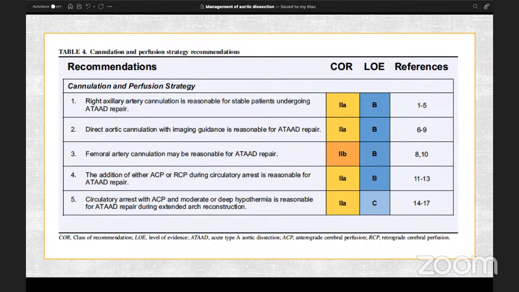Okay. So this is the recommendation from the consensus. The right axillary cannulation and the direct aortic cannulation are both class 2A, while femoral artery cannulation is 2B, as per their recommendation. The addition of cerebral perfusion during the circulatory arrest is a reasonable option, and moderate hypothermia is reasonable if you are utilizing this perfusion.